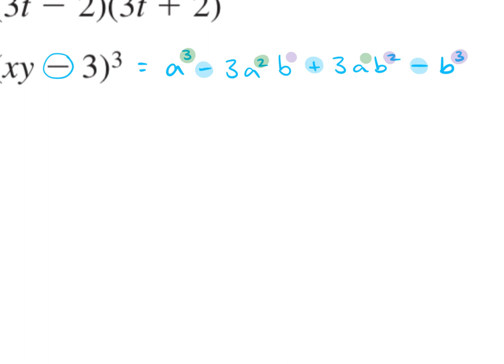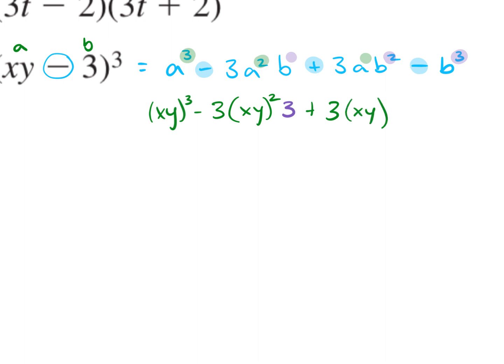Again, if you don't remember, what can we do? FOIL. Write it out 3 times, FOIL them out. So here, our x times y is our a, and 3 is our b. So let's plug everything in. We have xy cubed minus 3 times xy squared times, what's b? 3 plus 3 times a, which is xy, times b squared, which is 3 squared, minus b cubed, so 3 cubed.